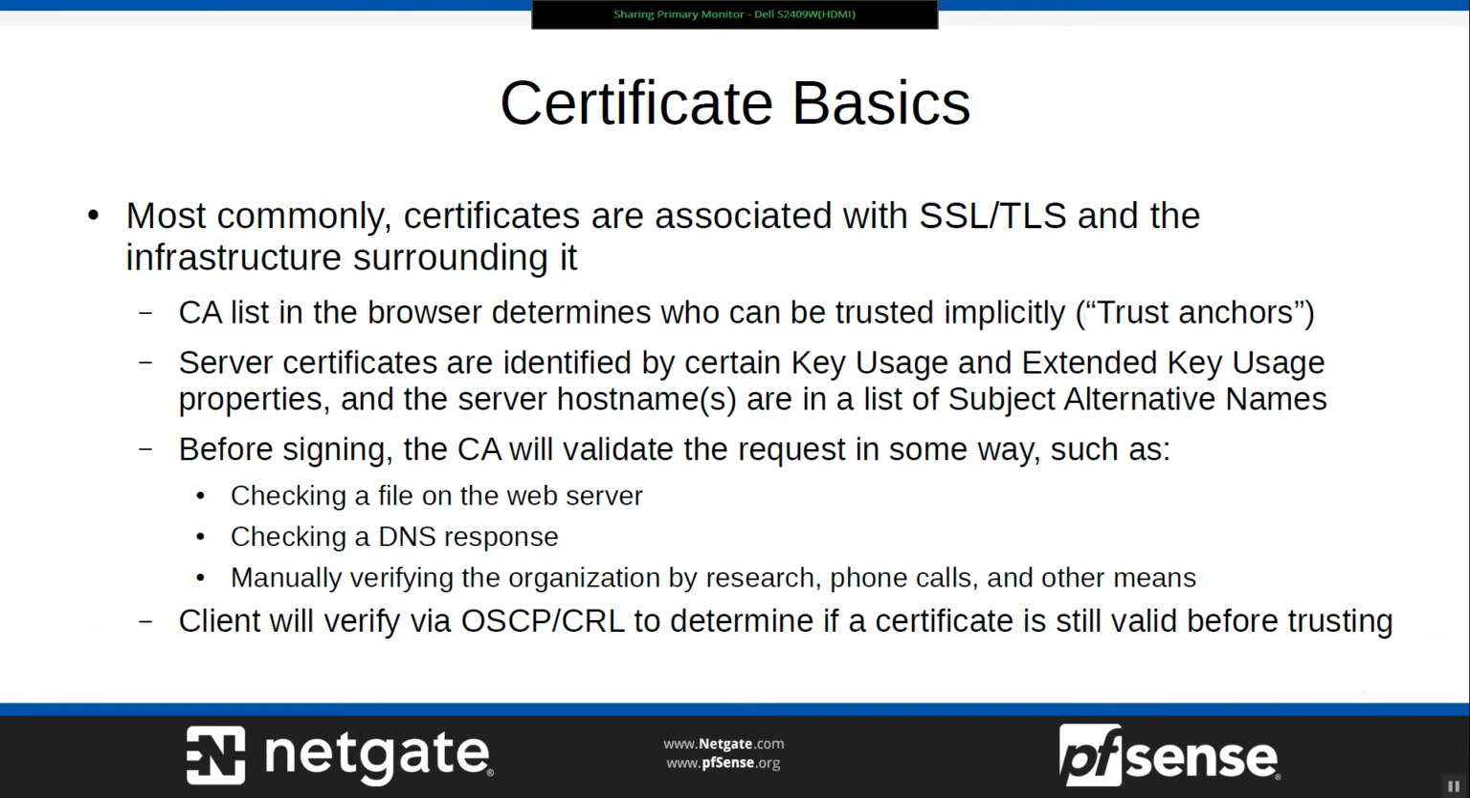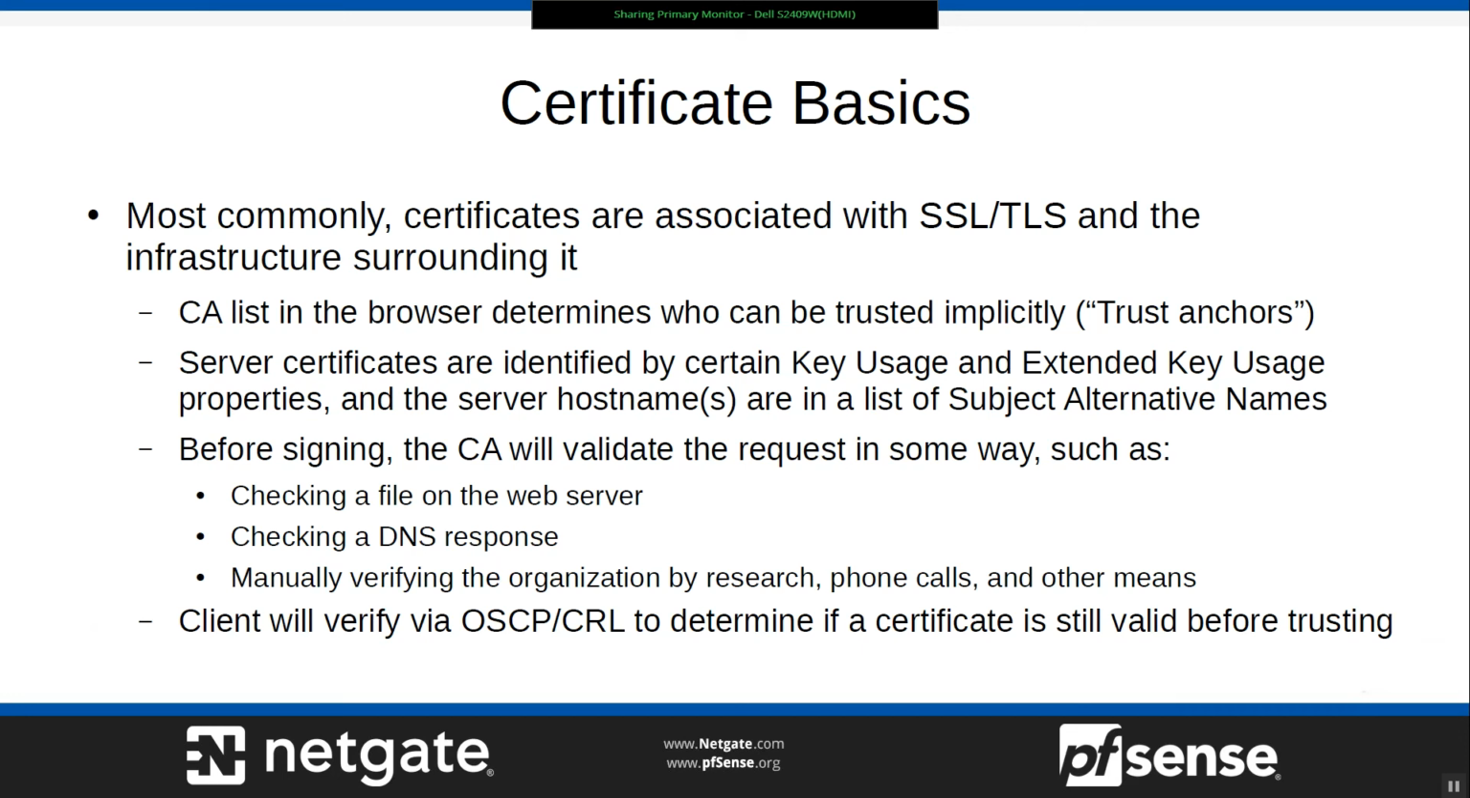So most commonly, you'll see these certificates associated with SSL/TLS and the infrastructure around it. So you've got a CA list in your browser, and that's your trust anchor. It determines who you trust automatically already. You'll have server certificates, and they're identified by key usage and extended key usage properties that will say, okay, it's okay to be a TLS web server. And the server host name will be in a list of subject alternative names.